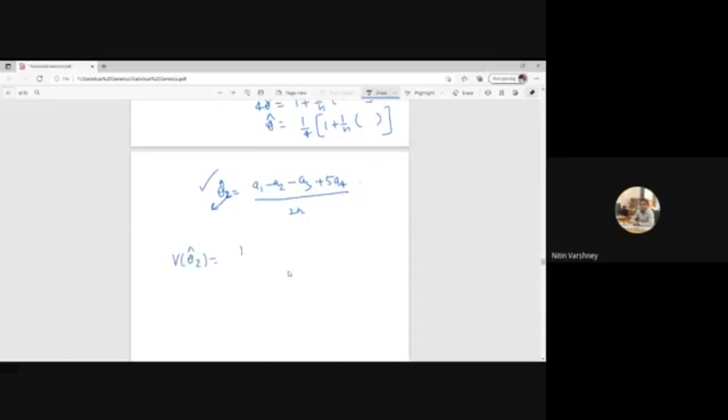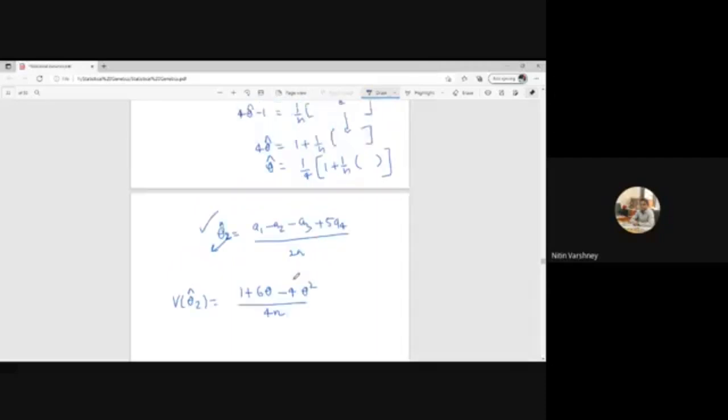So for the variance of theta 2, we just have to remember (1 + 6 theta - 4 theta square) upon 4n. The same method will be there: we calculate the variance from summation i equal to 1 to 4 ki mi square minus summation i equal to 1 to 4 ki mi whole square. Okay, so from this we will calculate our variance. So this will be (1 + 6 theta - 4 theta square) upon 4n.